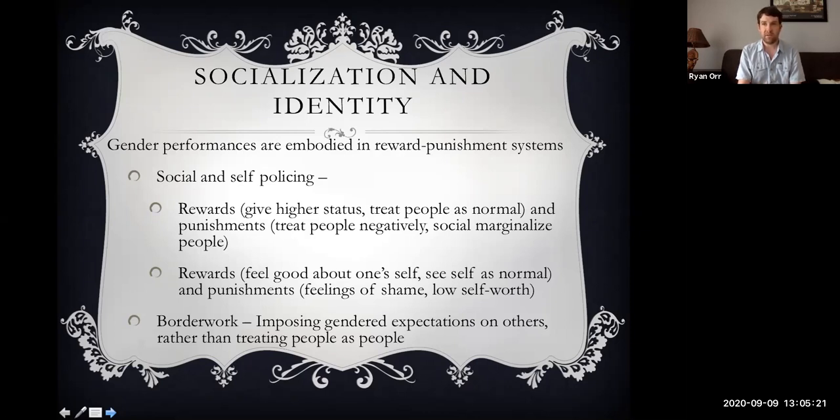We don't see kids as athletes. We see them as female and male athletes. And accordingly, we'll push them into different sports. We have certain sports for her, certain sports for him. So we're doing this border work by treating them differently and creating a social separation of the individuals based upon their sex and the sports they are supposed to be playing.